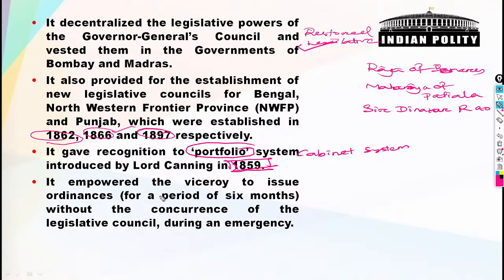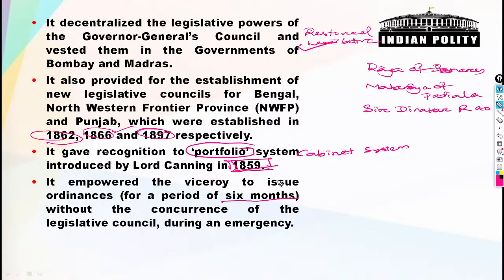Then it empowered the viceroy to issue ordinances, that means it introduced ordinance making power in the absence of the legislature, and he could make them without the concurrence of the council during an emergency. However, the life of such an ordinance was for a period of 6 months. So it is not similar to the ordinance making power enshrined in our constitution at present, but it was the beginning of it, and hence it is said to be a hallmark act, a watershed act in the constitutional history of India.